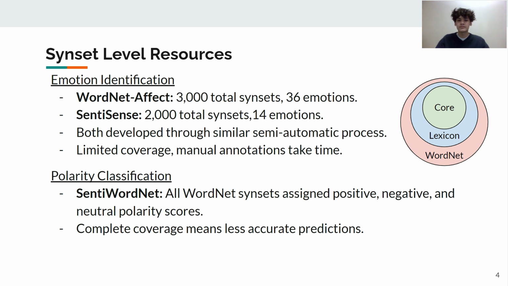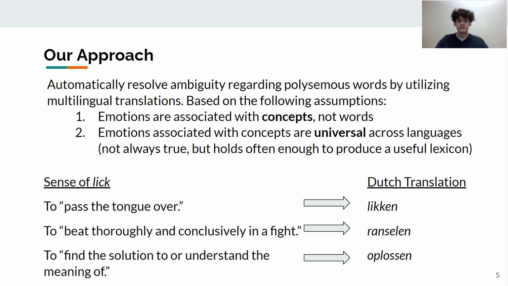that takes time for humans to develop. Turning our attention to polarity classification, the most prominent resource is SentiWordNet. Now, SentiWordNet assigns all WordNet synsets a positive, negative, and neutral polarity score automatically. However, this complete coverage means that the predictions are going to be less accurate, and this is because the classifier is forced to make a prediction even when it's not confident. So we try to address some of these limitations that exist in previous work.